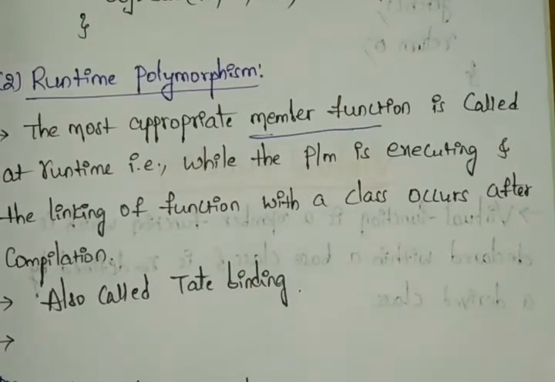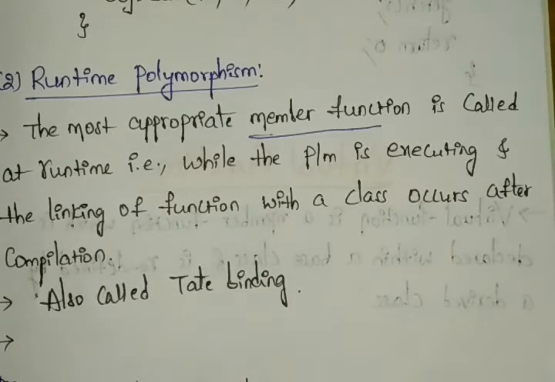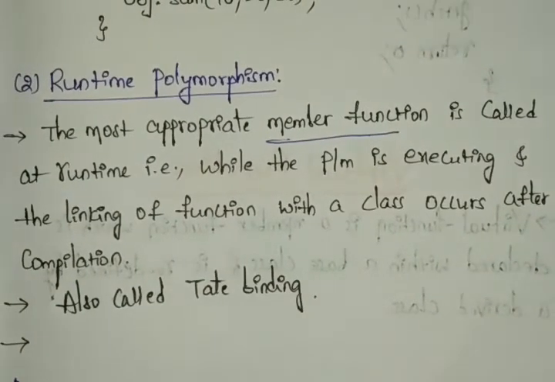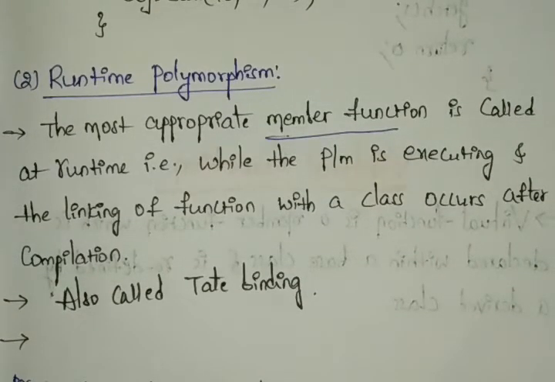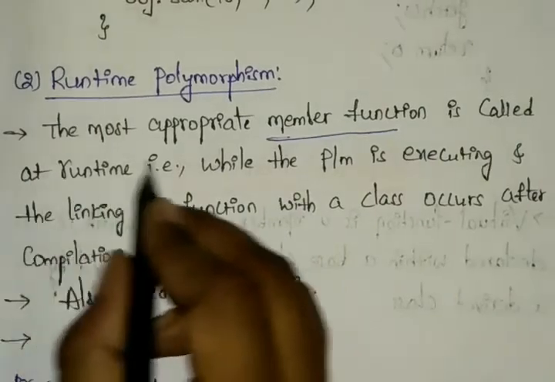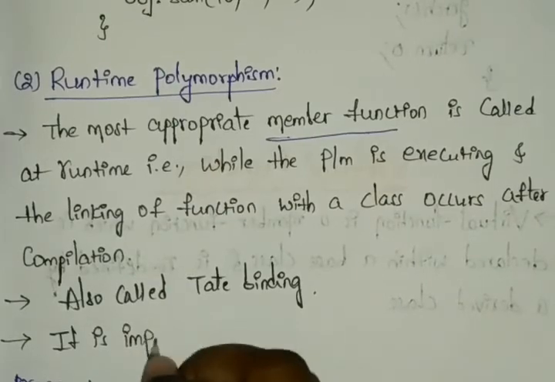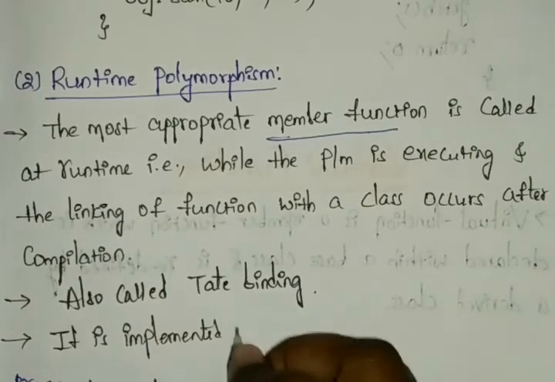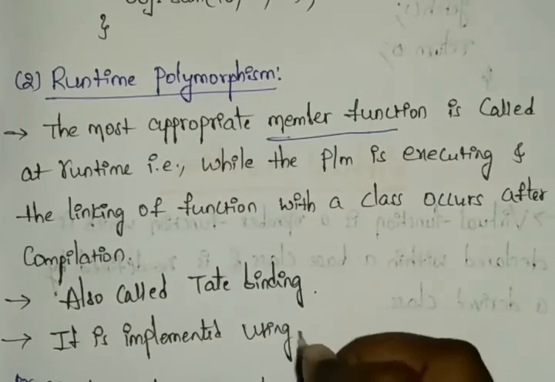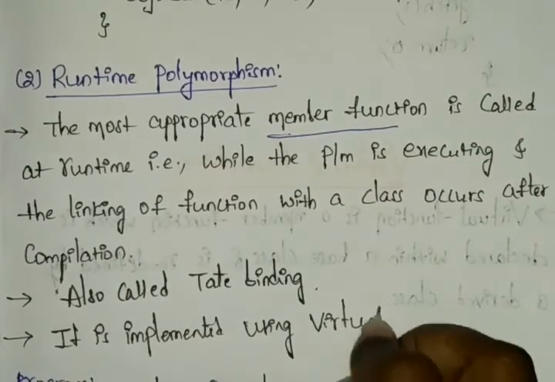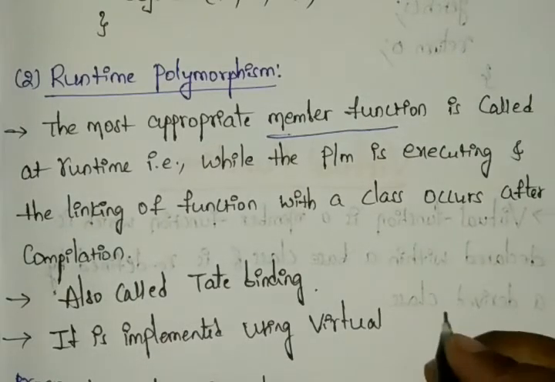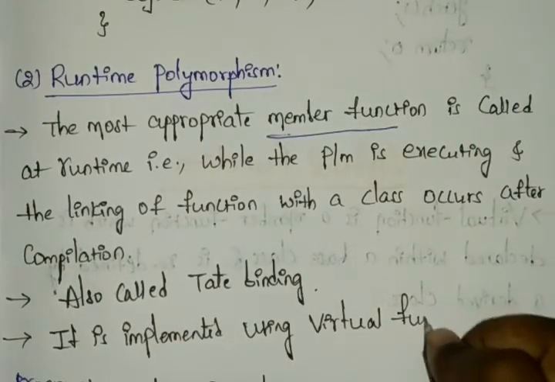State binding. You can see here in compile time polymorphism, we work only with the program, but in runtime polymorphism there is one more thing: if you need to work with runtime polymorphism, you have to use virtual functions. Runtime polymorphism is implemented by using virtual functions. We already discussed the virtual keyword, right? So you can check here virtual functions.